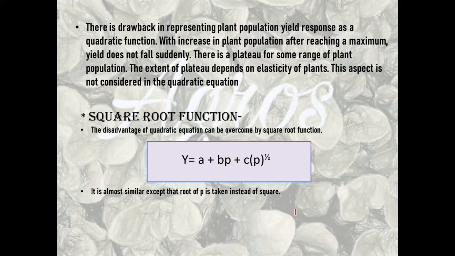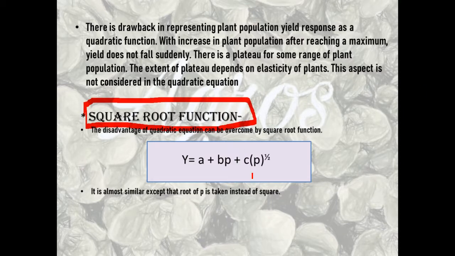So to improve this or to overcome this disadvantage, the square root function was discovered. There is not much difference. The only difference is that we take the root of P, whereas in the parabolic response curve given by Holliday, it was taken as CP square. It was a square of P, but here we are taking a root of P.